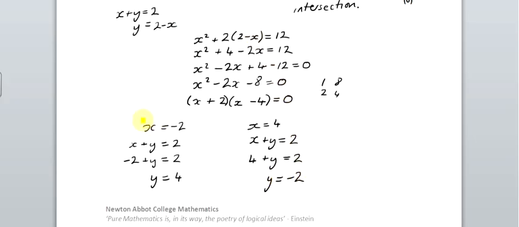So we've got our two pairs of solutions here and the other pair of solutions here. And just to link that further on, if we were dealing with a graph, we'd obviously want to write them as a coordinate, so we'd have minus 2, 4. Over here we'd have 4, minus 2. And those would be the points of intersection.